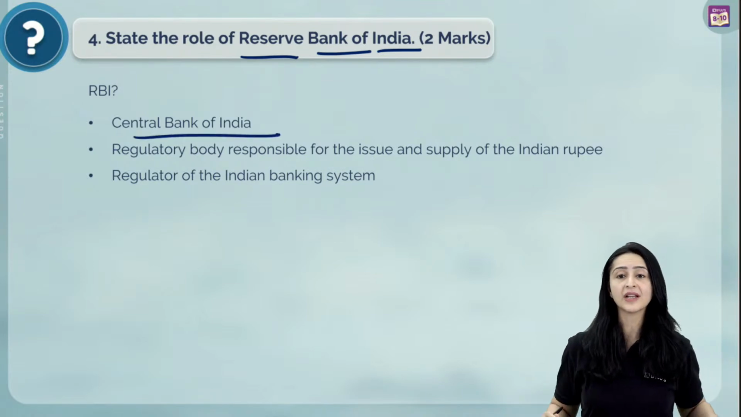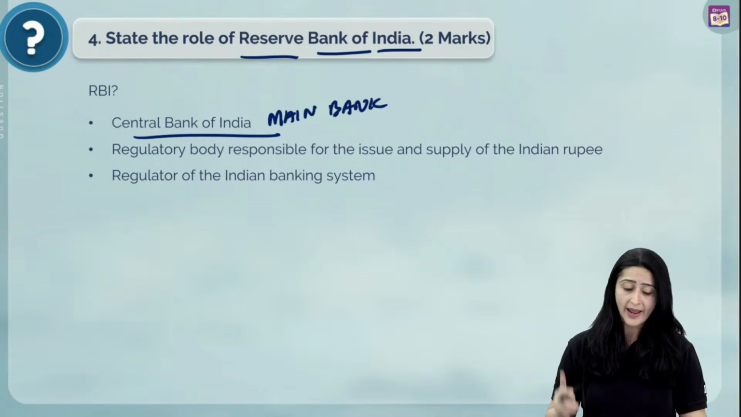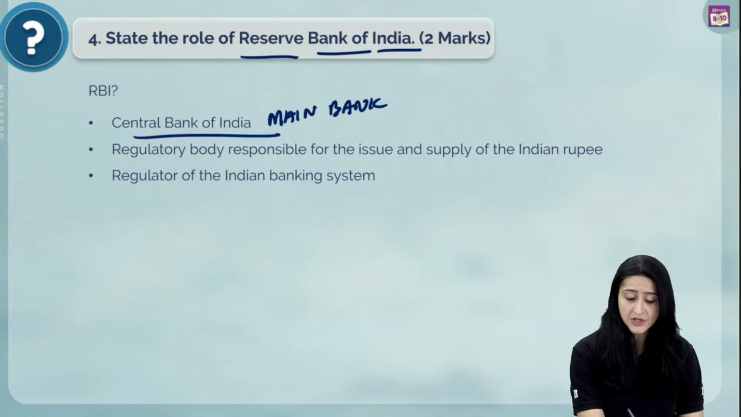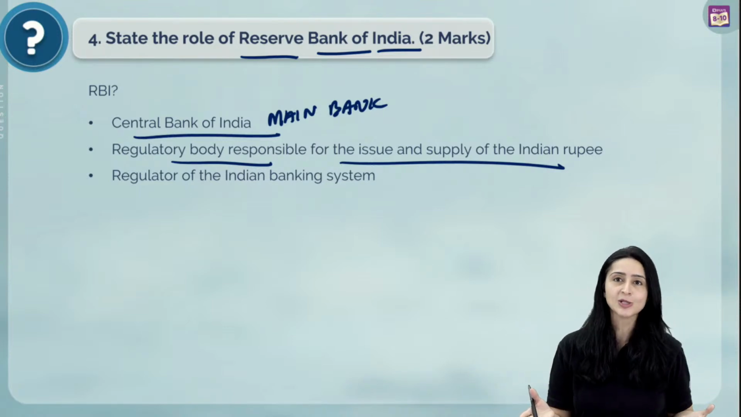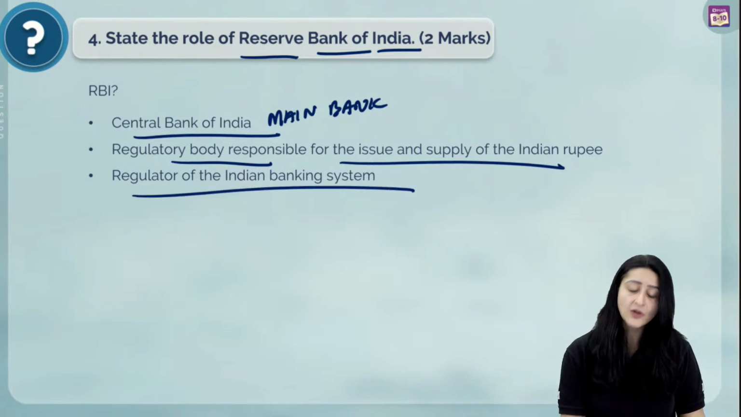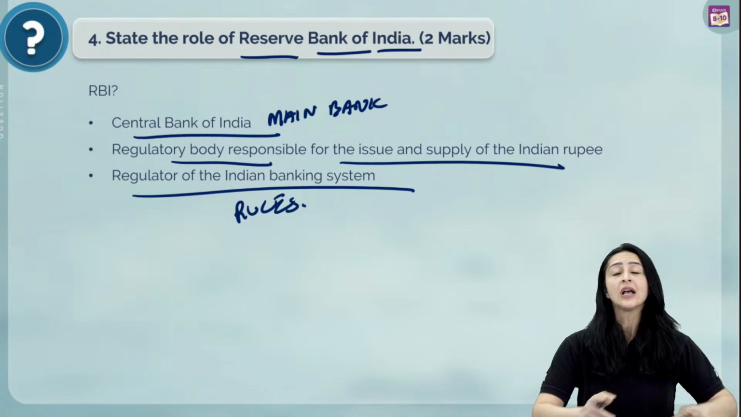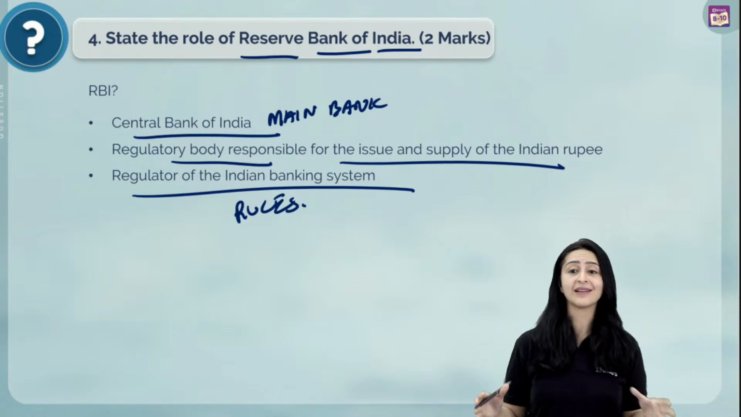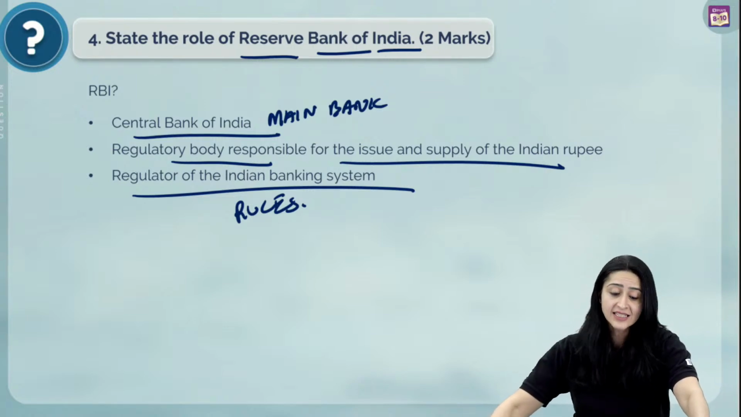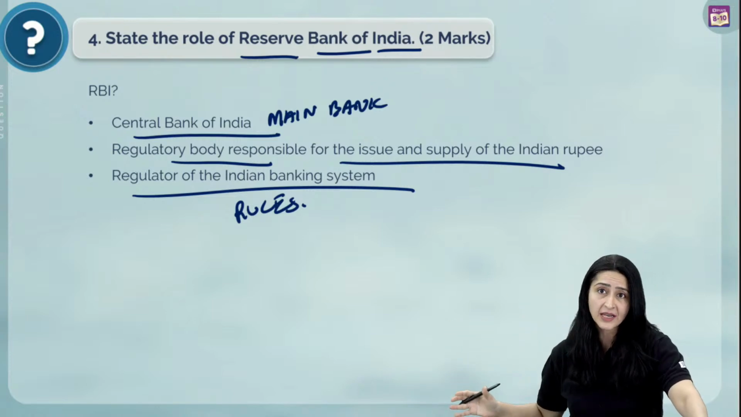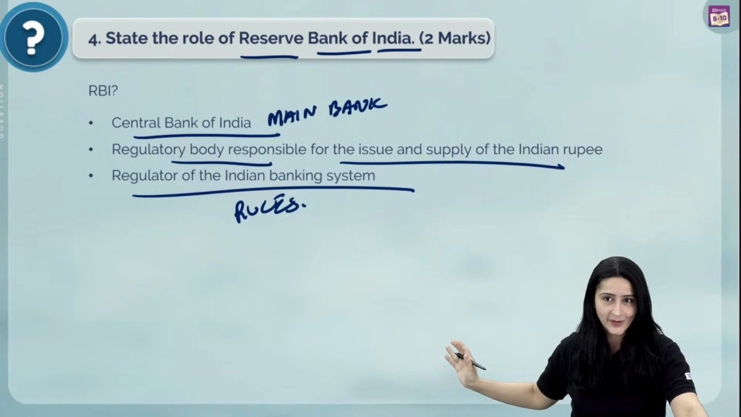RBI is the Central Bank of India, or the main bank of India. What does this bank do? Well, this is the regulatory body which is responsible for the issue and supply of the Indian rupee. So we get our currency because of RBI. And this is the regulator of the Indian banking system, which means that the RBI sets down rules for all the different banks, and all the banks of the country have to follow the rules or the guidelines set down by the RBI. And this is why the RBI is very important. So if they're asking you about the role of the RBI, it could be any of these things, right?